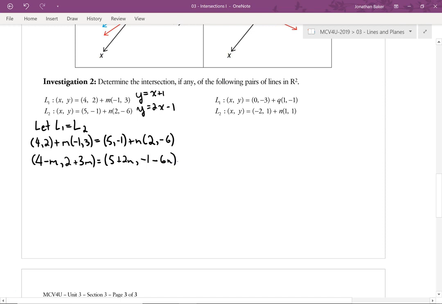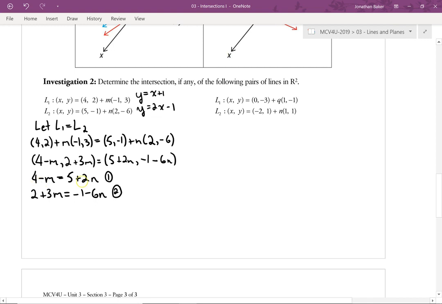Okay, and from this we know that we have 2 equations. Really, this must equal that, and this second y value must equal this y value. So 4 minus m should equal 5 plus 2n. And 2 plus 3m should equal negative 1 minus 6n. So this is really just a little system of equations, right? We can number each of these, and we can solve them using substitution or elimination.